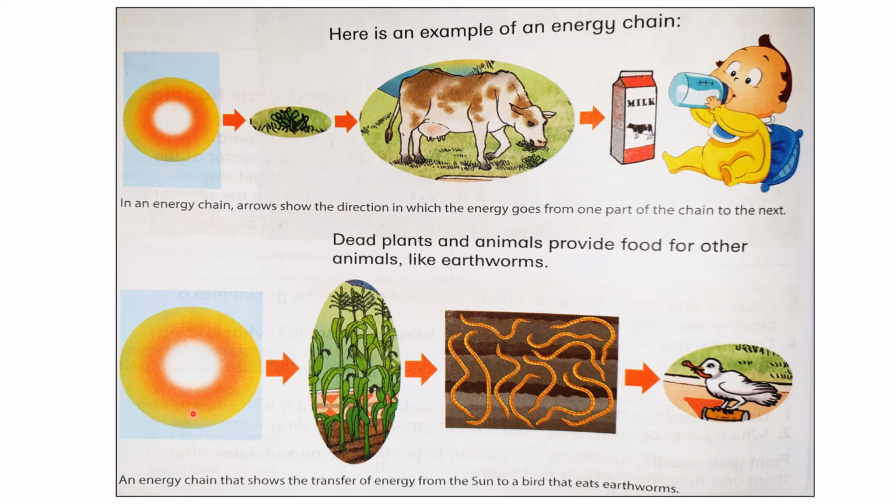In our next example, we can see that the energy is being transferred to the plants. The plants use this energy to form or produce food, and the earthworms feed on the plant. So the earthworms get their energy from the plants, and finally the birds feed on the earthworms, from which they get their energy. So this is how energy flows from the sun throughout the food chain or energy chain.